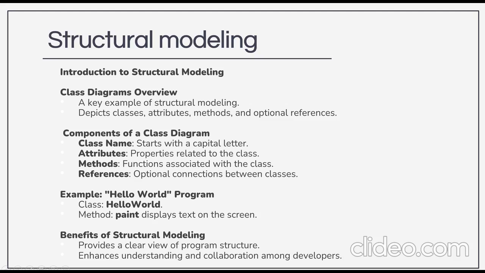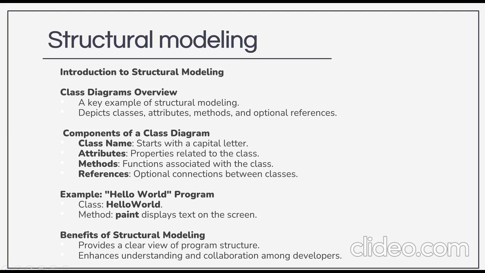A class diagram consists of four primary sections. First, it begins with the name of the class, which always starts with a capital letter. The naming convention helps maintain consistency and readability. Second, it includes the attributes of a class, which represent the properties or data fields associated with it. The third section outlines the methods of the class, which are the functions and operations it can perform. Finally, an optional fourth section can depict references or connections to other classes, illustrating relationships between the classes.